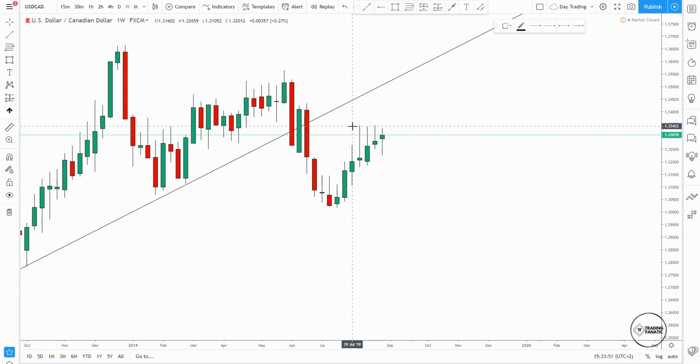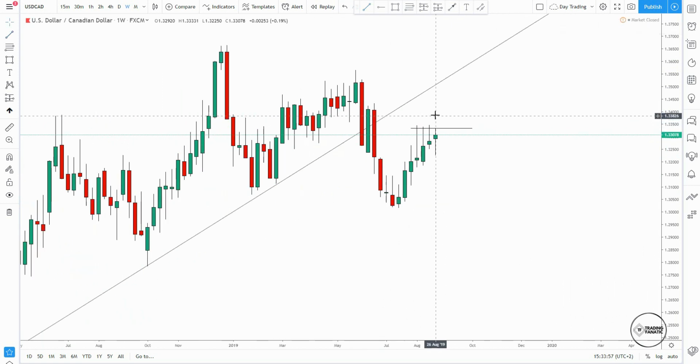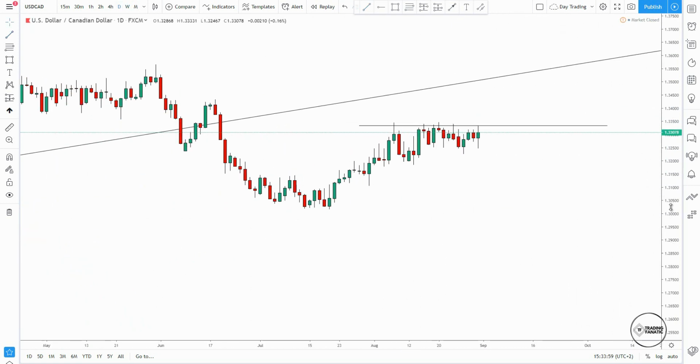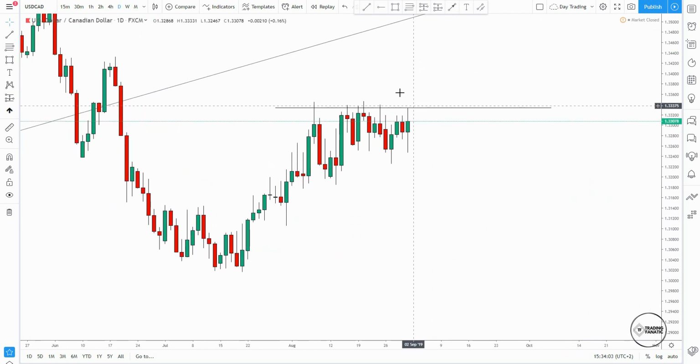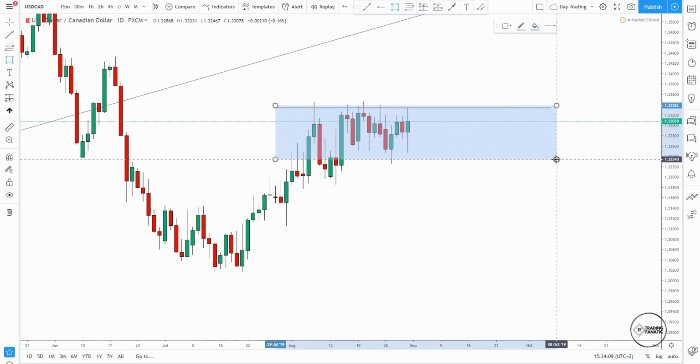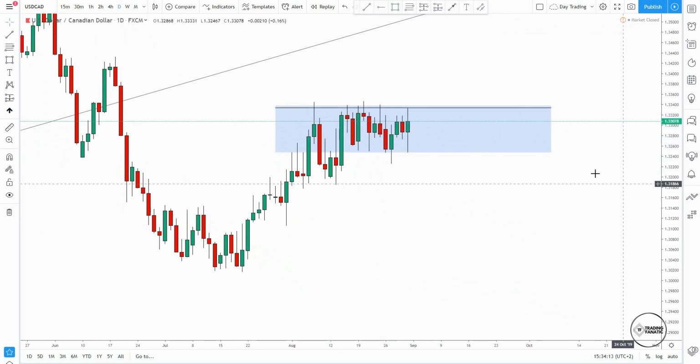So I don't like this. I will try to account for all of the wicks and switch down to the daily. Okay, on the daily we're having this kind of range here. So I tried to short USD CAD, I believe, this week or the week before. So I will just right now do something like this. So this will be a ranging market for me, a consolidation, distribution, whatever you like to call it.